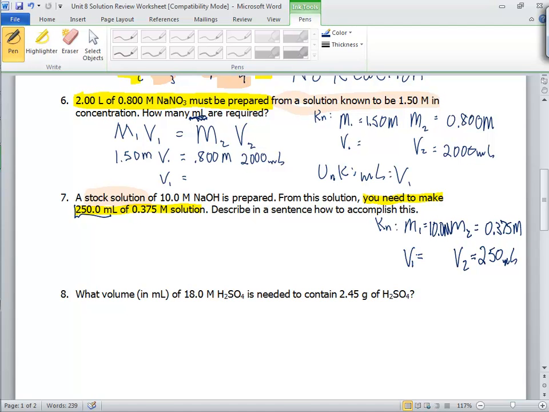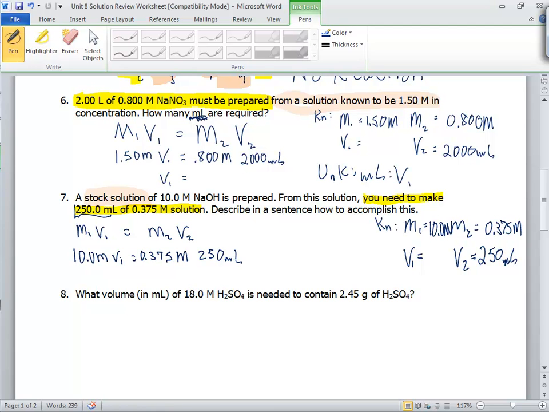What we're looking for is how much of this 10 molar sodium hydroxide we need to use to dilute. So I'm going to use the equation M1V1 equals M2V2. M1 is the 10 molar. V1 is what we're looking for. M2 is what we're going to dilute to, 0.375 moles per liter. And our volume is 250 milliliters.